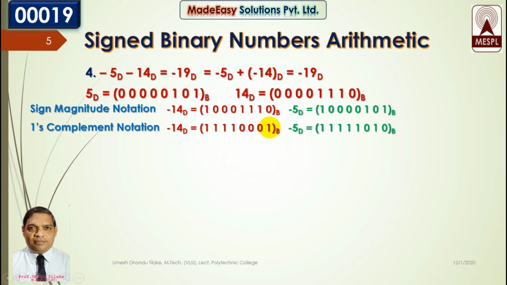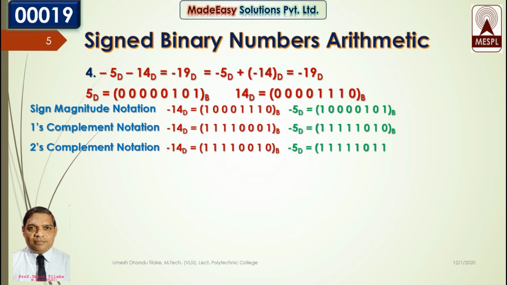Now add 1 into this LSB. So we will get 1 plus 1 is 0, and carry will be shifted to this bit. So this bit will change to 1 and this bit will change to 0. Similarly here, when we add 1 into this LSB, this bit will change to 1 because 0 plus 1 is 1. So let's write it down. 2's complement notation of minus 14 is 1 1 1 1 0 0 1 0, and that of minus 5 is 1 1 1 1 1 0 1 1.